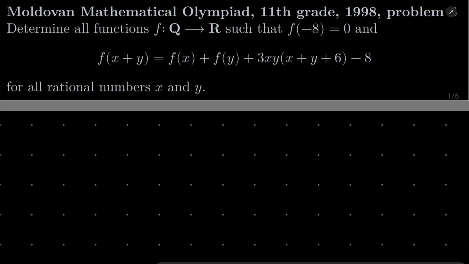Hello friends, in this video I'd like to solve the following problem from the Moldovan Mathematical Olympiad for 11th graders, 1998, problem number 6. We wish to find all functions f from the set of rational numbers into the set of real numbers which satisfy two conditions. First, f of minus 8 is 0, and second, f of x plus y equals f of x plus f of y plus 3 times xy times x plus y plus 6 minus 8 for all rational numbers x and y. So it's a nice problem.